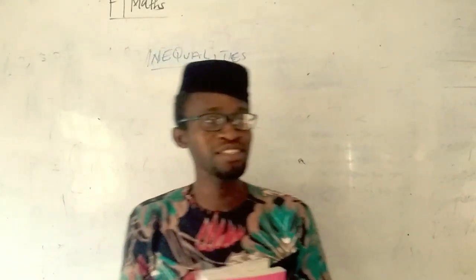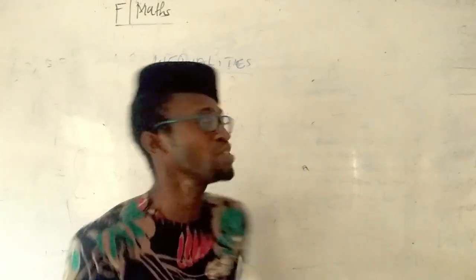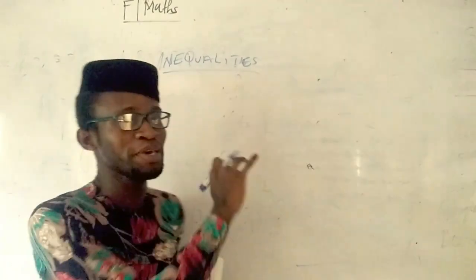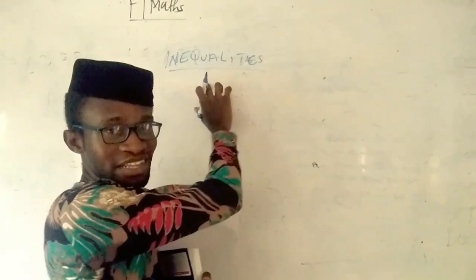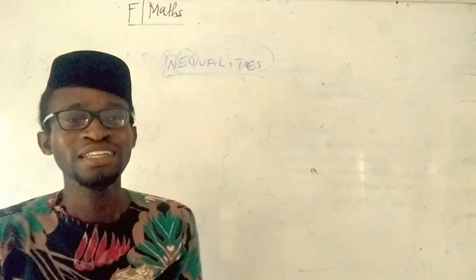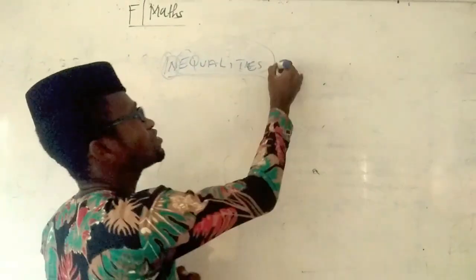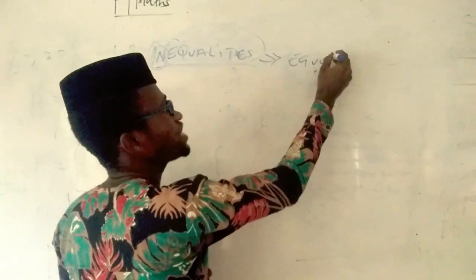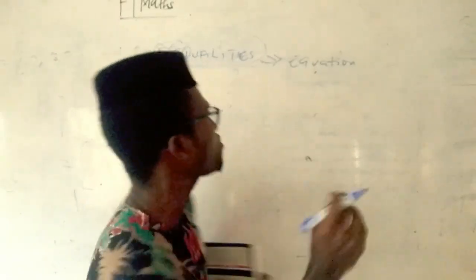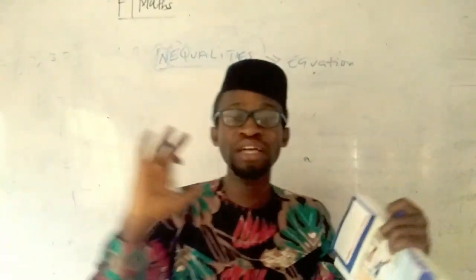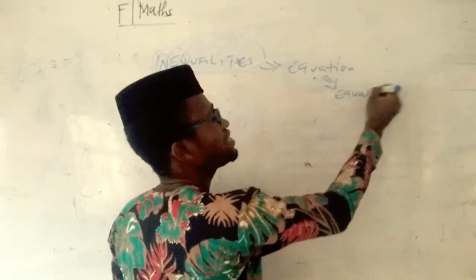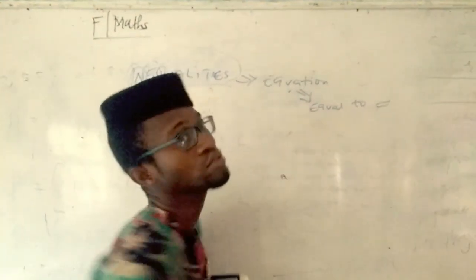I'm going to be teaching you guys a very important topic in mathematics, which is what? Inequalities. Now, when we talk about inequalities, what does it mean? We have two words: the "in" and what? Equalities. Now, what does equality mean? Equality means equation. When we say equation, what does equation mean? Equations are those expressions that have the sign equal to. So when we talk about equation, we talk about anything that has the sign equal to.